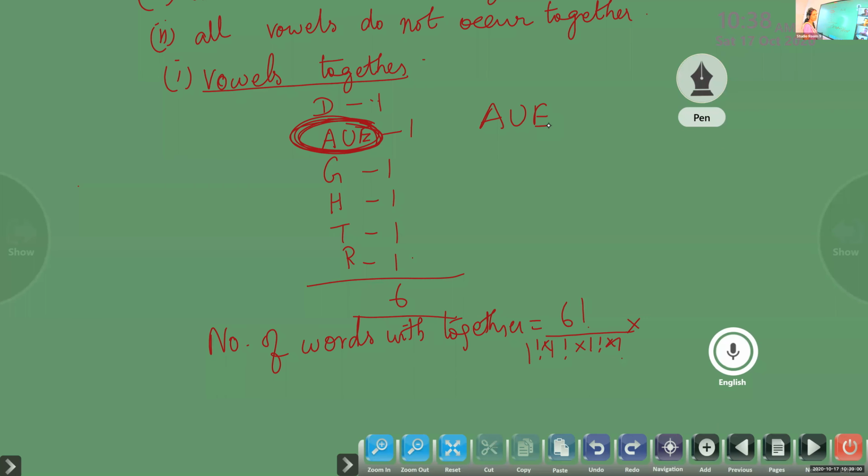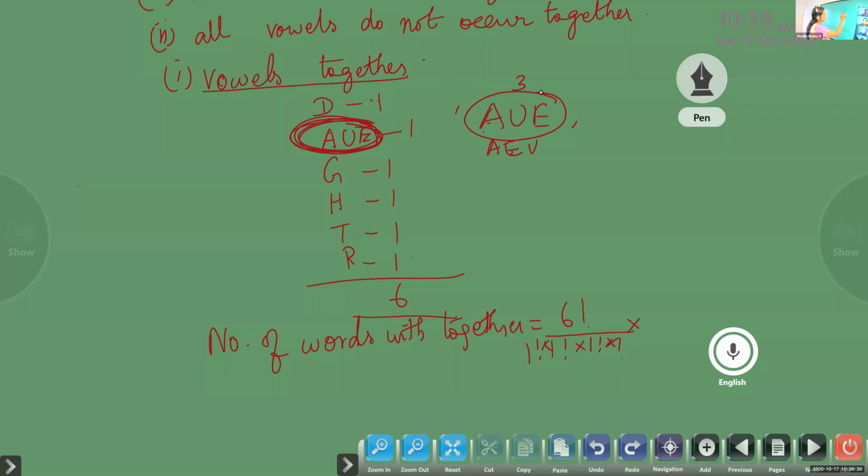AUE, we are taking as a single unit. But here 3 objects are there, isn't it? Is it a word with 3 letters? So again we have to look at the arrangement of AUE. We can write AUE, or we can write AEU, like this we can rearrange. So we have to look at the arrangement of this word AUE.